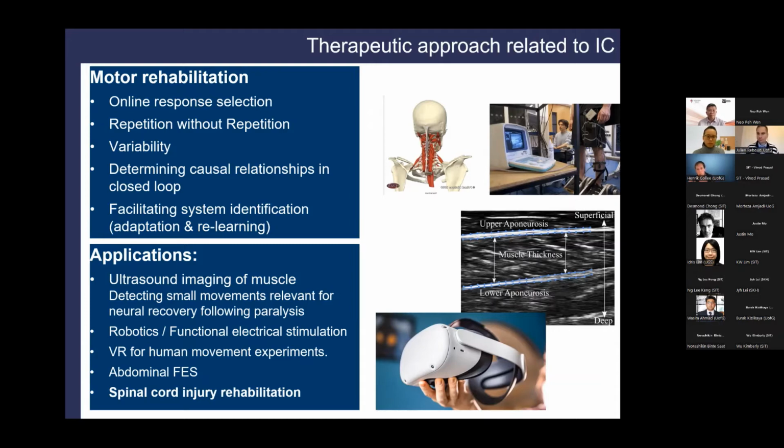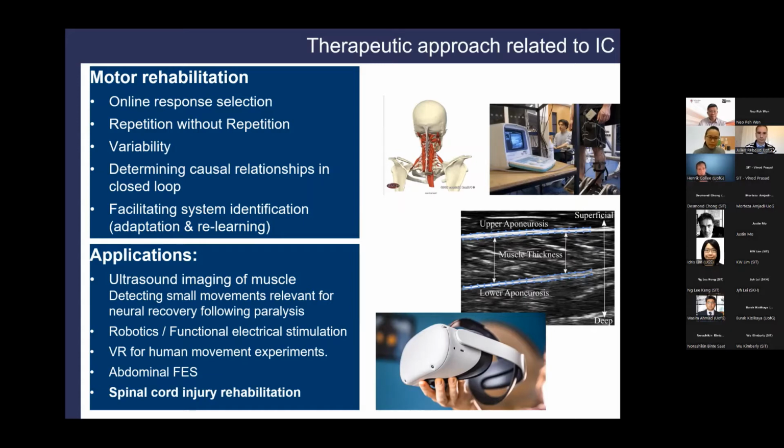Having these open loop trajectories allows us to determine causal relationships within a closed loop setting, and that really facilitates system identification, which is key for adaptation and relearning. And therefore, we believe that we have shown that this opening of the loop is really a key aspect of the human being able to learn, and also technical systems then being able to identify what's going on.